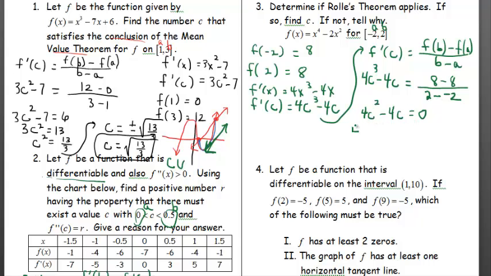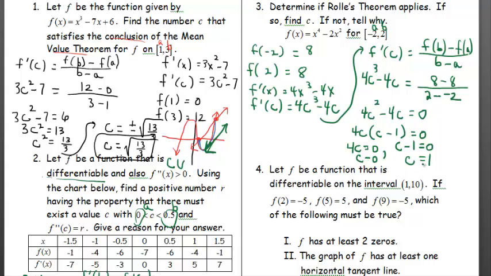How do I solve this? Well, let's factor out the common factor of 4c. Okay, do yourself a favor, always check by distributing back in to see if you get the previous line. Okay, continuing to solve, either 4c is 0, which means c is 0, or c minus 1 is 0, or solving is c equals 1.